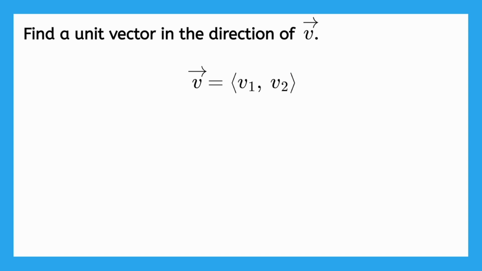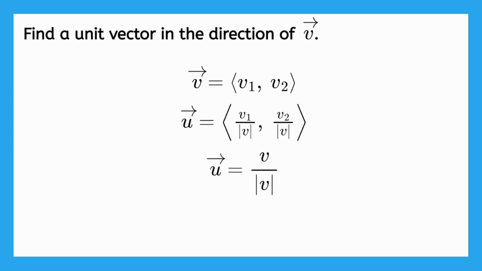Before you try one on your own, let's summarize our steps. We started with the component form of vector v. Then, to find the unit vector u, we divided each component by the magnitude of v. We can generalize the process with this formula. If v is a non-zero vector, then vector v divided by the magnitude of v gives a unit vector in the same direction as v.